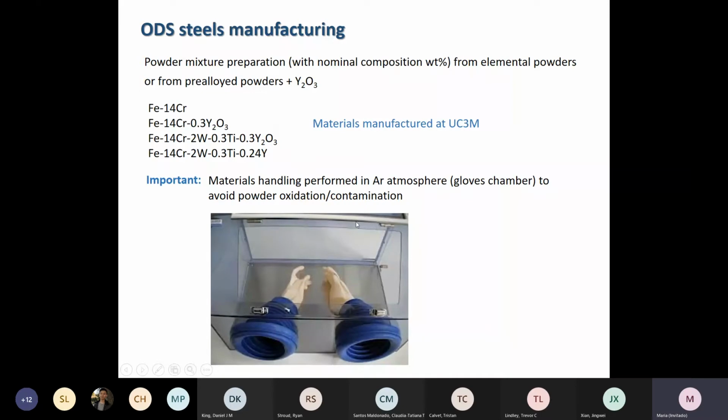As we start mixing powder, the powder is micrometric at the beginning. The surface to volume ratio is very high. So we need to avoid oxidation and contamination of the powders that we are handling. Except for the yttrium oxide, that is an oxide and is not going to oxidize anymore, all the others, especially titanium, can oxidize due to exposure to the atmosphere. So we need to do all the handling in a glove chamber in an argon atmosphere.